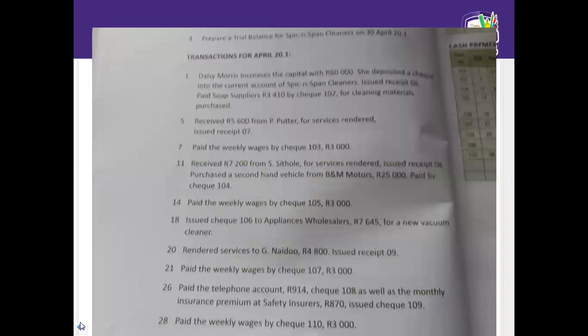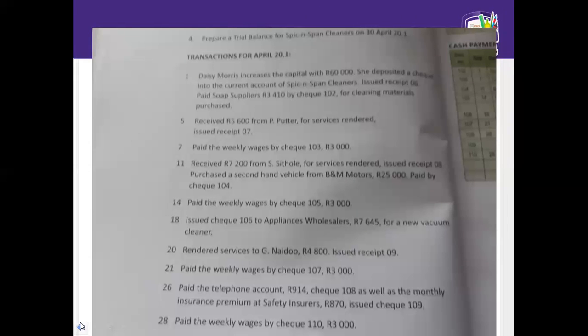On the 11th, received 7,200 Rand from S. Sitole for services rendered. Issue receipt 08. Right, let me first do that one. So you receive money, okay, as soon as your money is received, then it must be the CRJ.